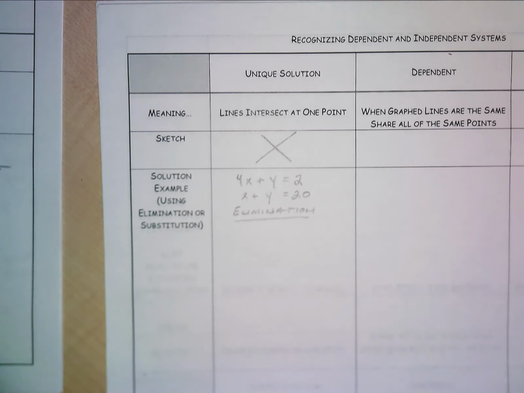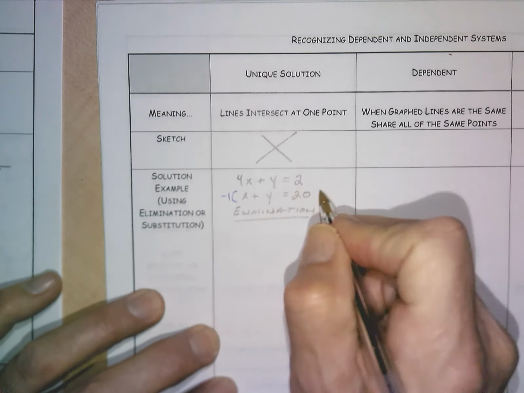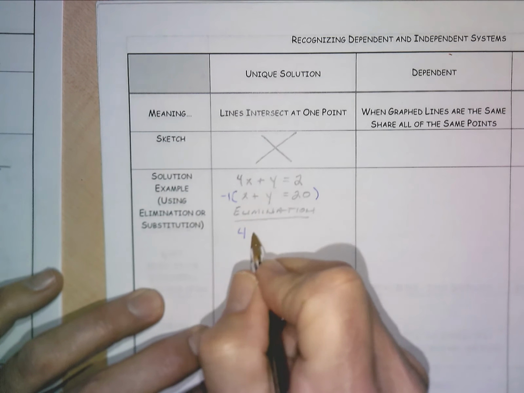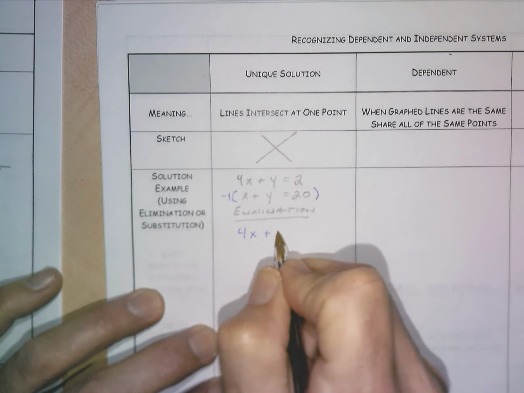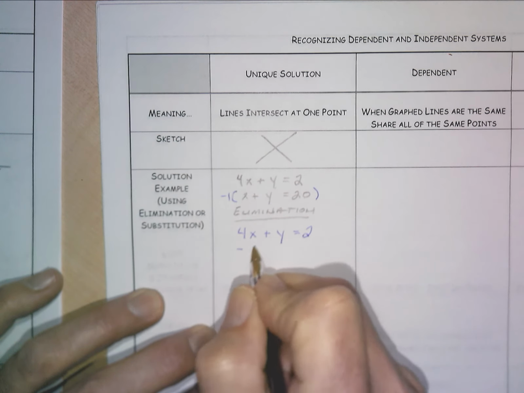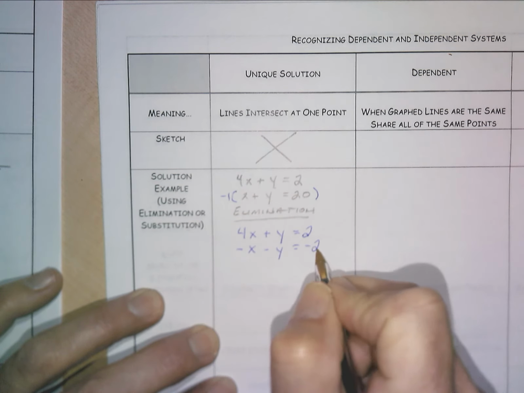Elimination. I'll use pen. That might be a lot easier to read. All right, so I am going to multiply the bottom equation by -1. And I'm going to rewrite the system. And I will get 4x plus y equals 2 and negative x minus y equals -20.